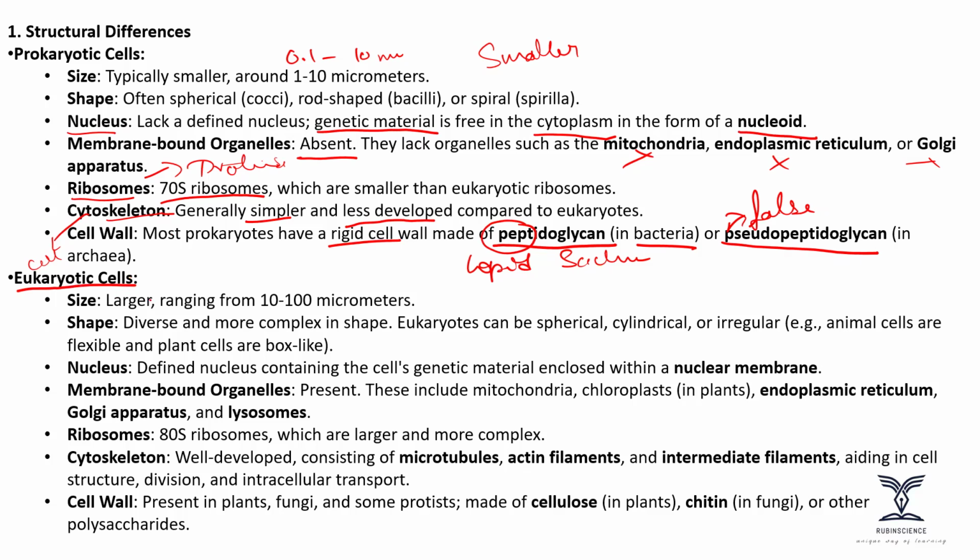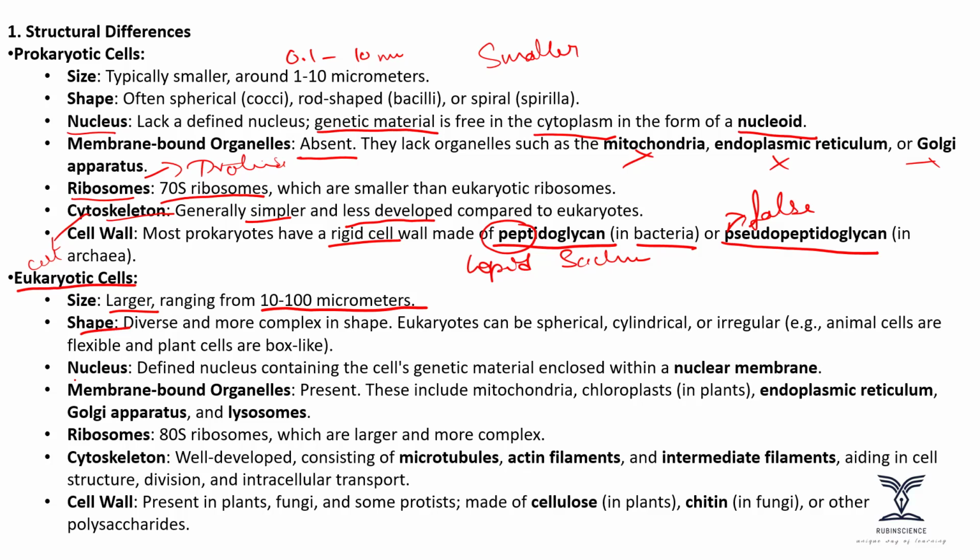The sizes are larger, ranging from 10 to 100 micrometers or microns. And in shape, they have different vibrant shapes. Here we can see broad spherical, oval, or spiral shapes. They are diverse in shape, more complex in structure, and irregular in structure.